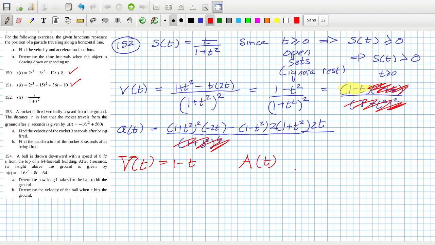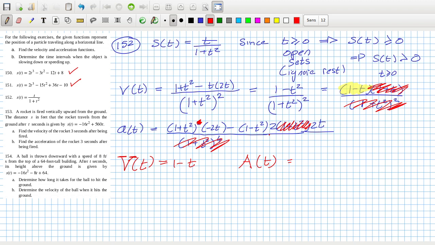Would just be the top. Now, can I simplify it a bit? There's a 1 plus t squared in both, so I can take out 1 plus t squared. That won't affect the sign, so I can delete that, and I can delete the power there.